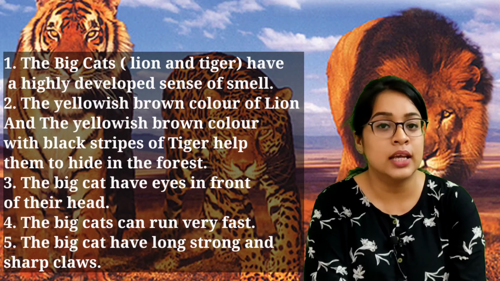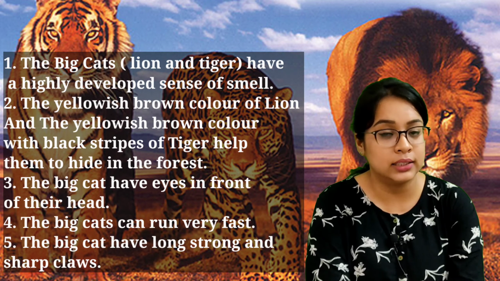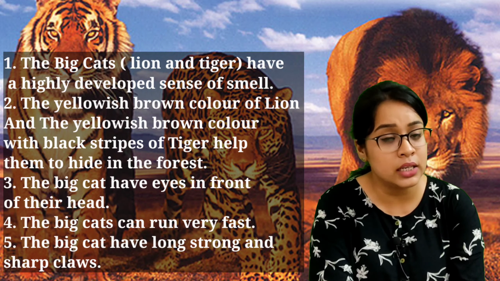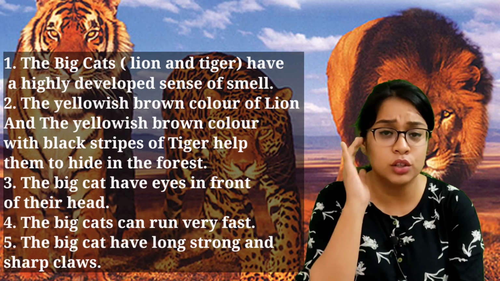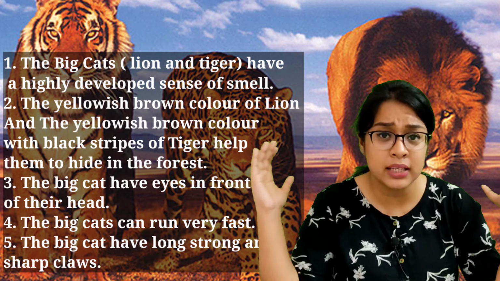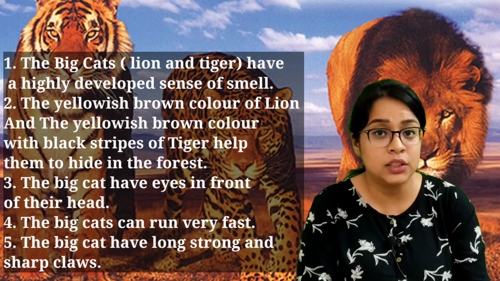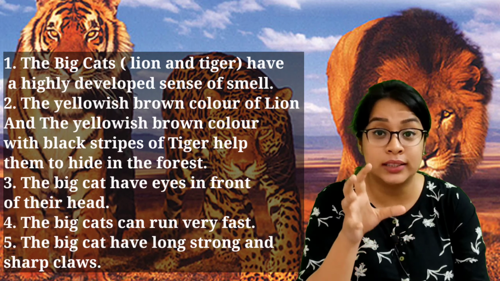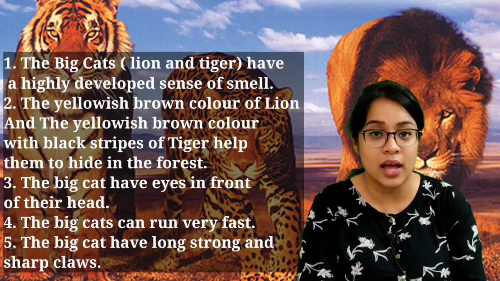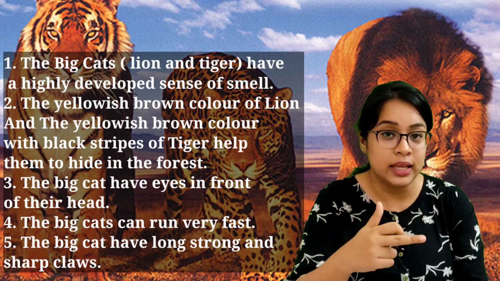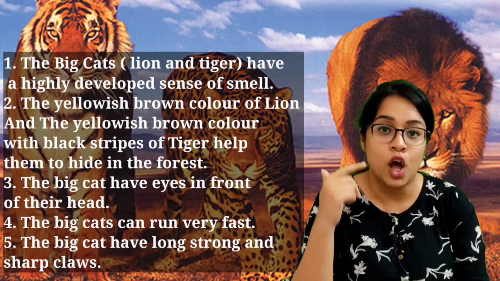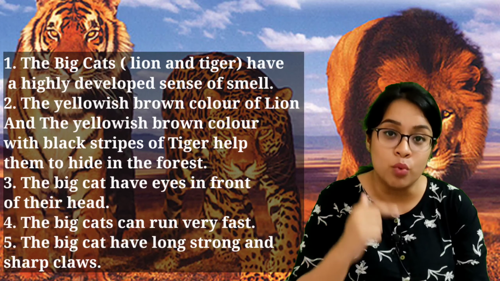Another feature is that the wildcats have eyes in the front of their head. You will see in case of birds, they have eyes on the two sides. That helps them to maximize the vision area. But their eyesight is not that strong. But whenever an organism has eyes on the front of its head, then its eyesight is strong, and the sense of location of the prey is more.